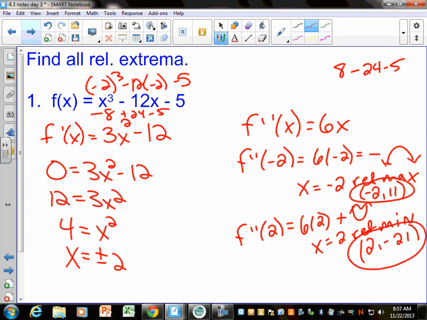On your test and on the AP test, they don't ever say you must do the first derivative test. You must do the second derivative test. You just have to know how to find max and min, whether you use the first or the second. I tend to use the first derivative test a lot more, just because sometimes the second derivative is a big giant mess. But I'll try to use it a little bit more as we do these.